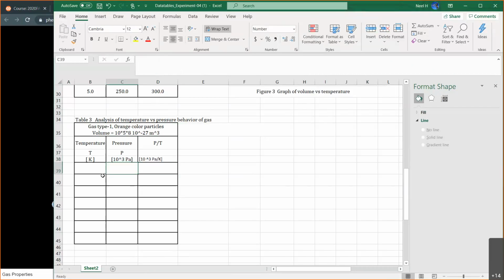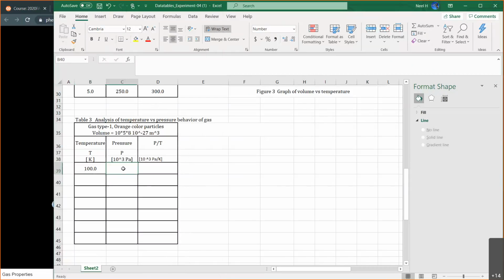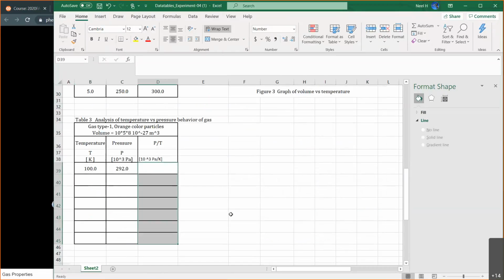All right, we can start at 100 Kelvin and then increase the temperature by maybe 50 Kelvin, even 100 Kelvin, it doesn't matter actually. So at 100 Kelvin, we can take maybe 292. That's why it is very difficult to do any realistic calculation with this simulator. It's not really meaningful because you can see that the change is so large.